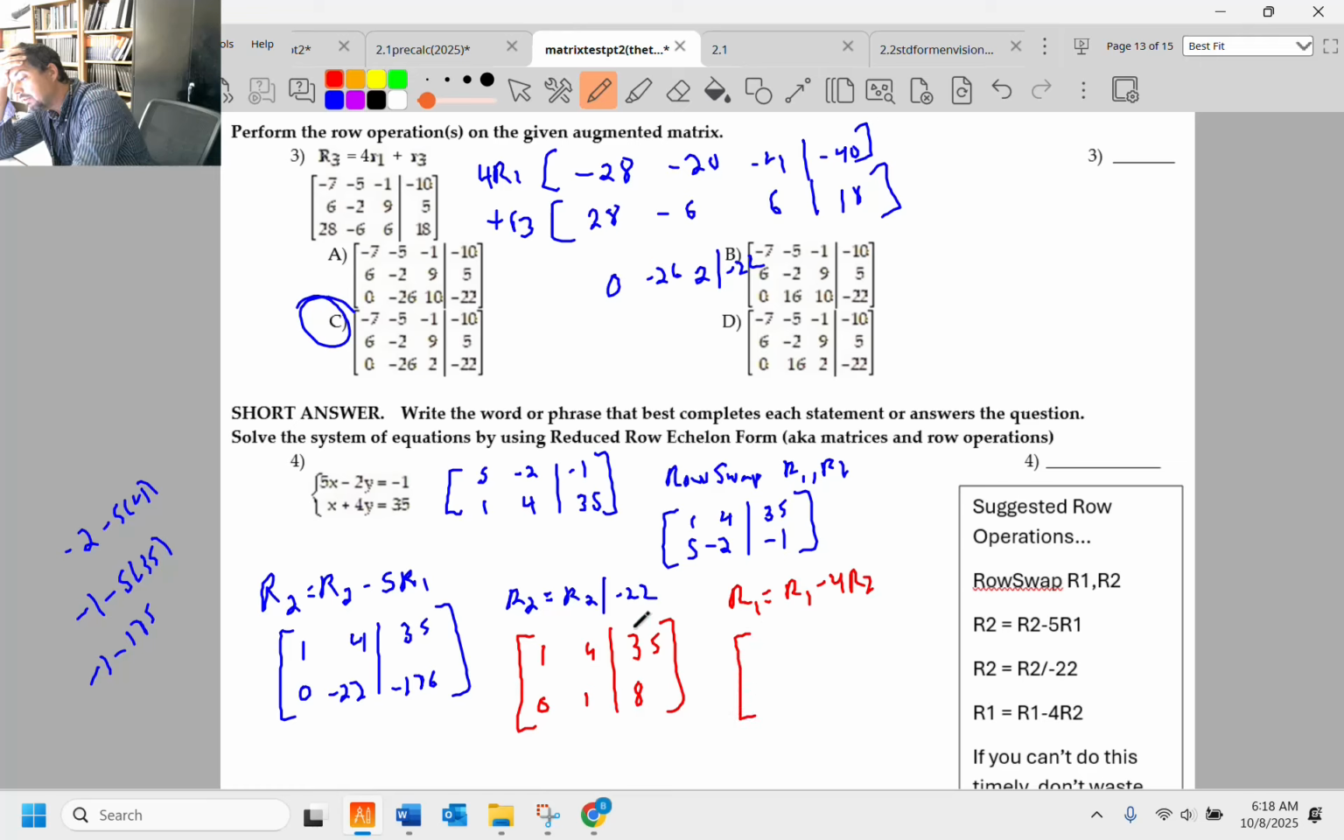So 1 take away 4 zeros is still 1. 4 take away 4 ones is nothing. 4 eighths is 32, right? So that's 35 minus 32, which is 3. And 0, 1, 8. So the correct answer was either written in the form x equals 3, y equals 8, or preferably 3, 8.